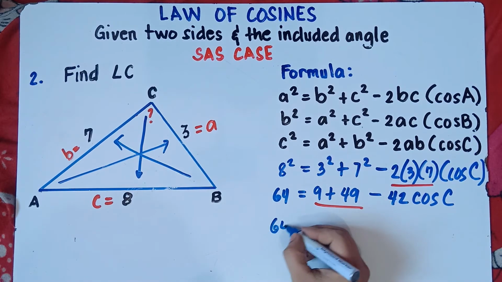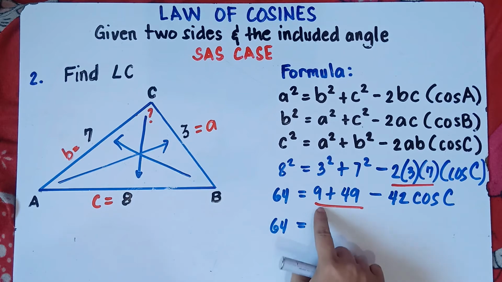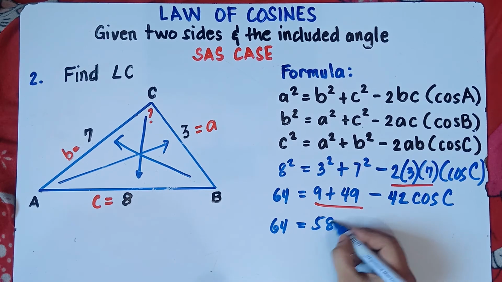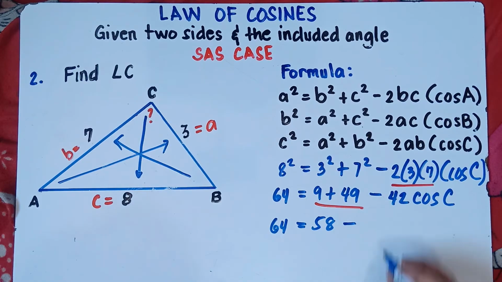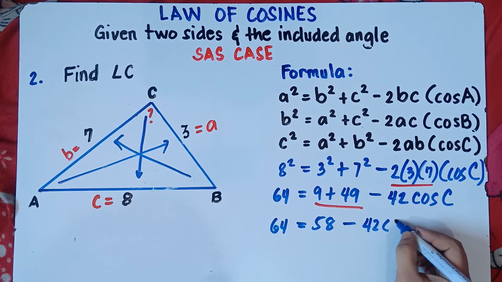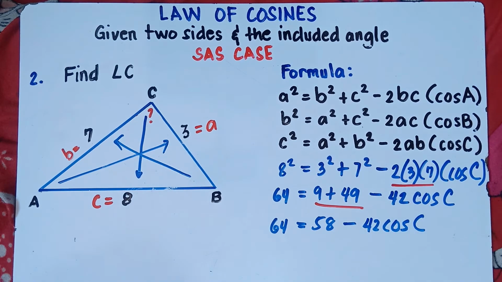So copy 64 equals 9 plus 49. What's the answer, class? That's correct, that is 58 minus 42 cosine C. Once again, class, do not combine 58 minus 42 because this 42 contains cosine C. Therefore, the thing that we will do is we need to transpose 58 from right to left.